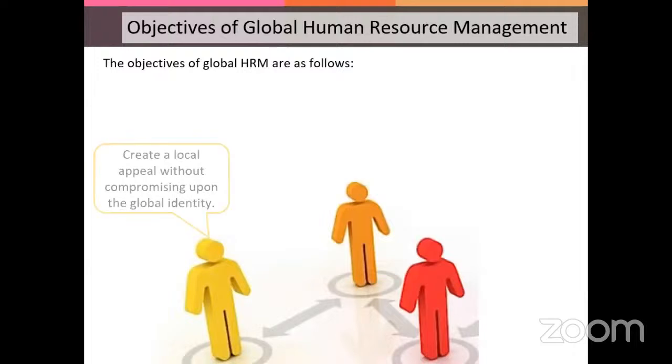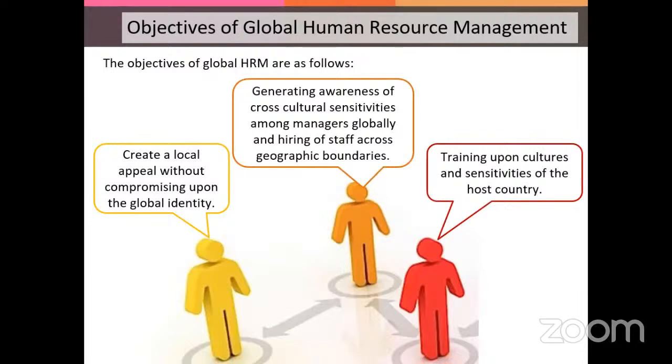What are the objectives of global human resource management? To create a local appeal without compromising upon the global identity, generating awareness of cross-cultural sensitivities among managers globally, and hiring of staff across geographic boundaries. They have training on cultures and sensitivities of host countries.